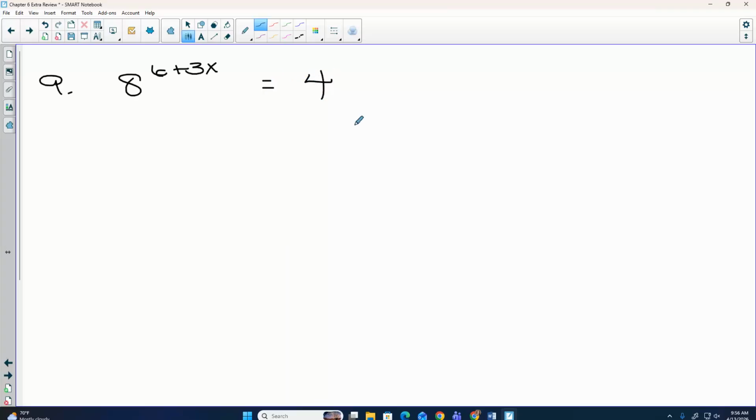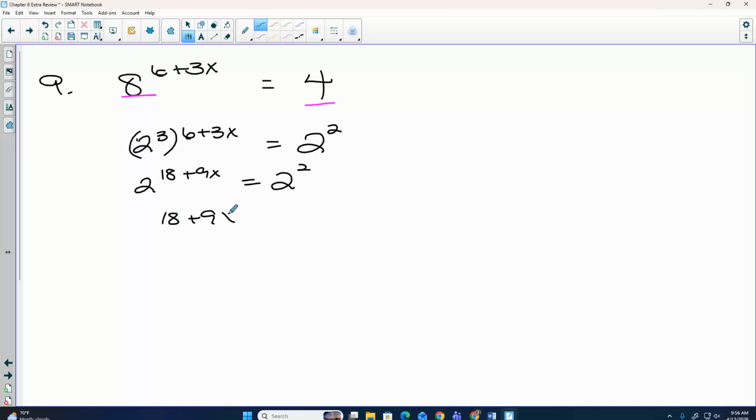So on Friday when we were working on this, I noticed most people adding logs, which certainly works, but look at your bases. 8 and 4, what could you do on those? Common base. 8 is 2 to the 3rd. 4 is 2 squared. So we get 2 to the 18 plus 9x equals 2 squared. So 9x equals -16. So -16 over 9. Or if you divide those, you get -1.7 repeating.